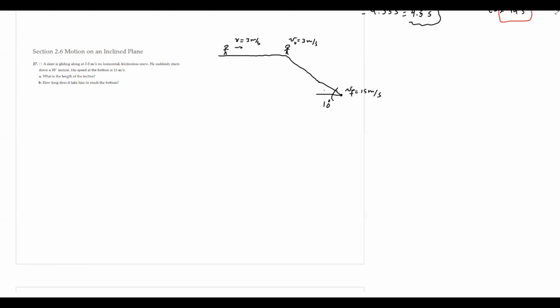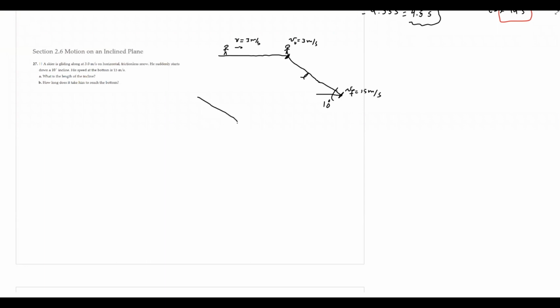Now, what is going on here? I have a 10-degree inclined plane, right? So the first thing is to analyze, because the first question here is, what is the length of the incline? So I want to find the distance from this point to this point. So that would be L, the length of the incline, right? Now, what we have to keep in mind when we have a problem like this one.